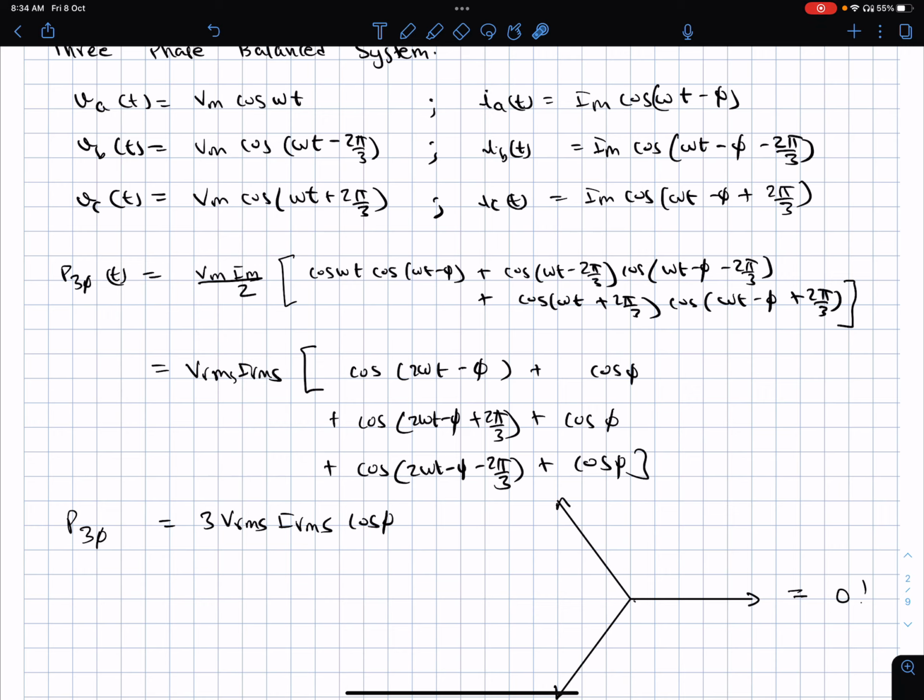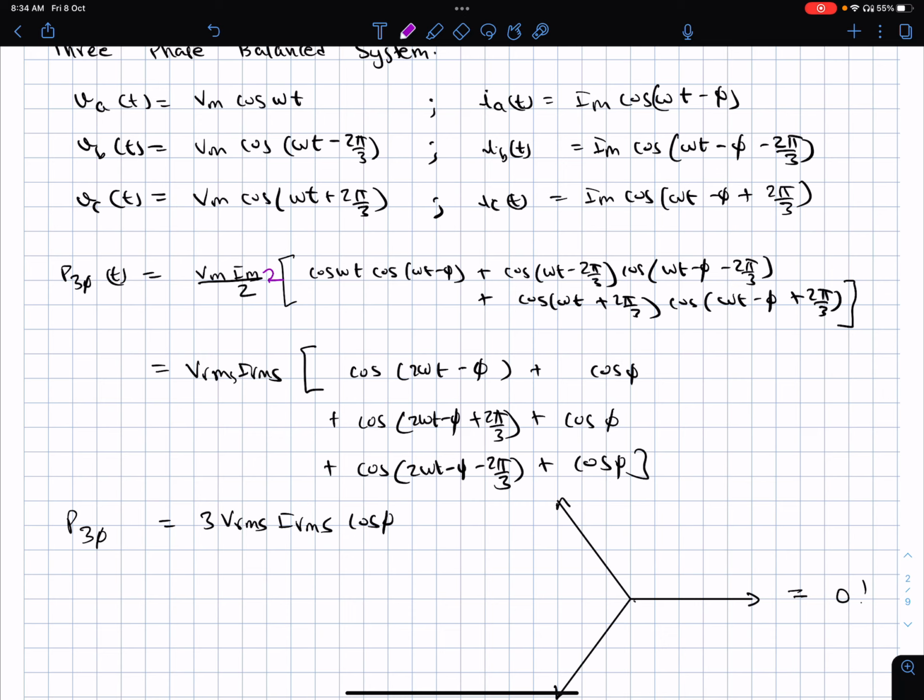Then Vbib will amount to Vmim into cos of omega t minus 2 pi by 3 minus cos of omega t minus phi minus 2 pi by 3, and then plus Vcic. So again Vmim will be taken as common, cos of omega t plus 2 pi by 3 into cos of omega t minus phi plus 2 pi by 3, which is this. I am sorry, I have written Vm by 2, so there should be a 2 factor coming here.